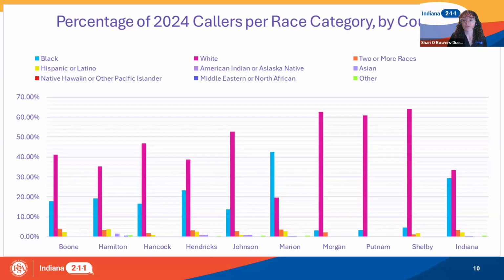Marion County, however, differs from the state trend in the opposite direction, with about 43% of callers having identified as Black and 20% of callers having identified as white. All other race categories had less than 5% of callers for every county here and the state as a whole.